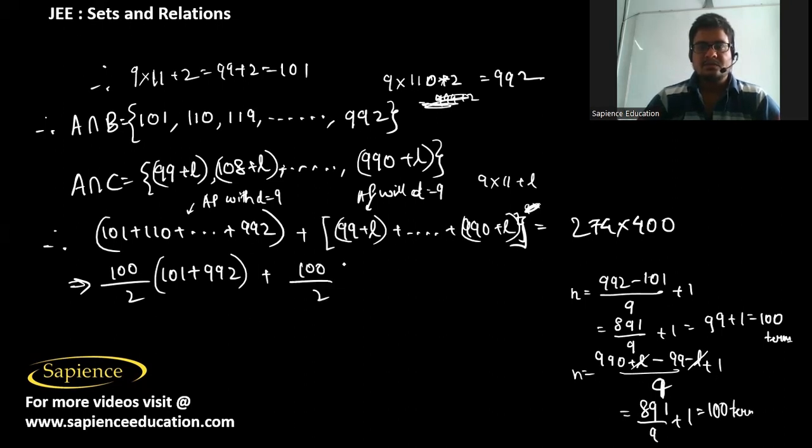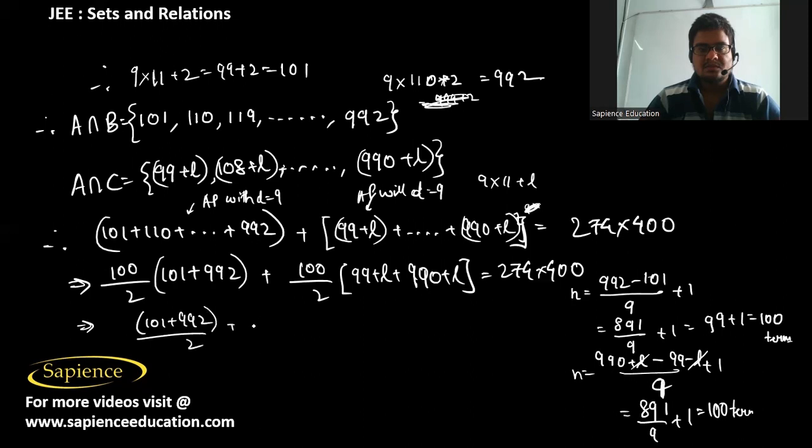So this will be 100 by 2 into 99 plus L plus 990 plus L. So that will be 274 into 400. Then we have to find out L. So we can take 100 as common. Then we will get 101 plus 992 by 2 plus 99 plus 990 plus 2L by 2, that is equal to 274 into 4, since this 100 and that 100 will cancel out.